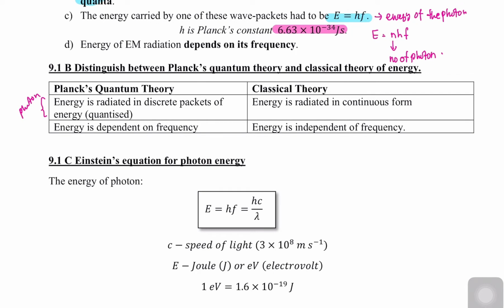The second one is that energy is dependent on the frequency. It means that the higher the frequency of your light source, the higher the energy of the light. But the classical theory says energy is independent of the frequency. The classical theory says energy depends on the intensity. Intensity is the brightness of the light. If we use a spotlight, it means it has high intensity. High intensity, high energy. That is what the classical theory says, regardless of the frequency of the light.